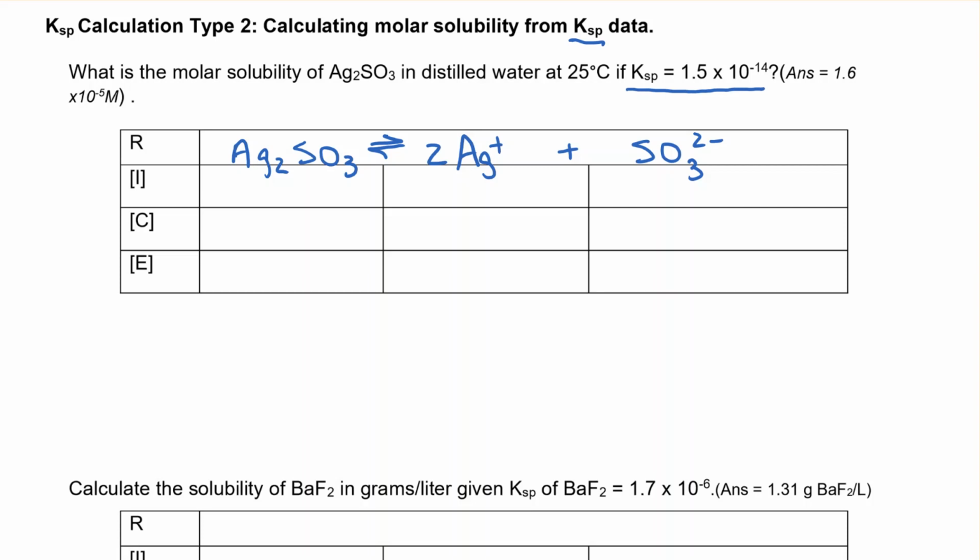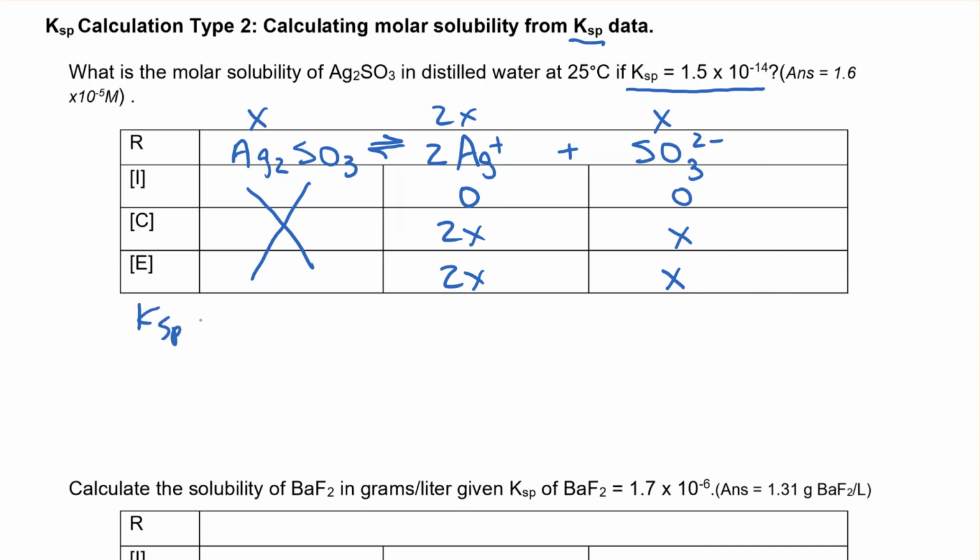First off, let's just make sure that we have our stoichiometry straight. We have an x, we have a 2x, and we have another x. Now, in terms of equilibrium, we ignore what's going on with the solid. Initially, we have 0 for both ions. We're going to be making 2x and x respectively of the silver and sulfite ions. So our final equilibrium concentrations are x, 2x, and x.